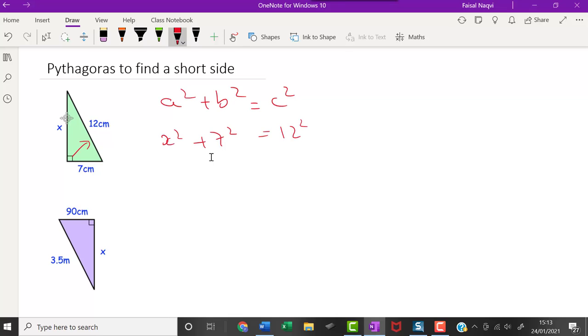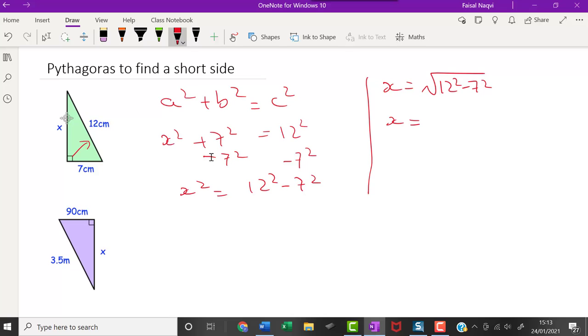I've got to get rid of the plus 7 squared, so I take away 7 squared from both sides. So x squared equals 12 squared, take away 7 squared. To find x, I square root both sides. So x equals 9.74679435. And if I round to three significant figures, I've got x equal to 9.75, the units, centimetres, and the level of accuracy three significant figures.